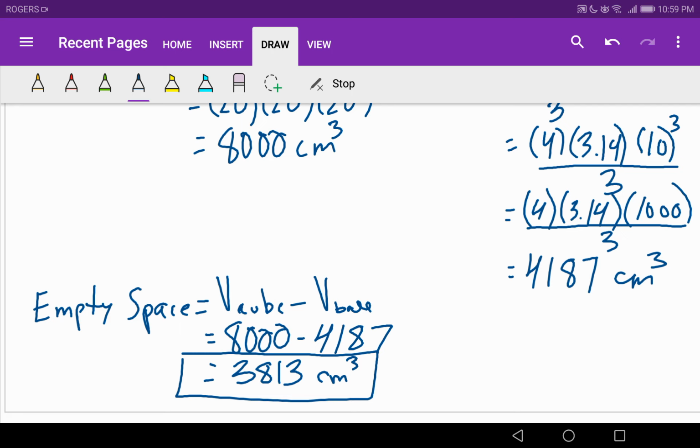So let's review our estimate, right? Because the last step is always, ask yourself, did what I do make sense? Does my answer make sense? My estimate was that I'd have about 1,000 centimeters cubed left over. I have actually about 4,000 centimeters cubed left over, which means that the ball is only taking up about half the space of the cube. That's fine. I mean that's reasonable that it's taking up about half the space of the cube. So I would be okay with that.